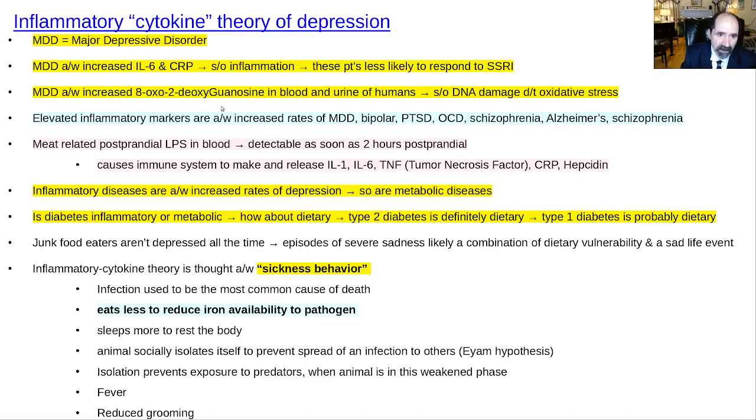Elevated inflammatory markers in the blood, like these tests we just mentioned above, they're also associated with increased risk of bipolar disorder, PTSD, obsessive-compulsive disorder, schizophrenia, and Alzheimer's disease. So these are all bad for neurons. So that's kind of an important point. Like, what could you get out of this talk, amongst other things, is that there's a tendency in conventional medicine to say, oh, it's just genetic, nobody knows why it happens, take this pill, okay?